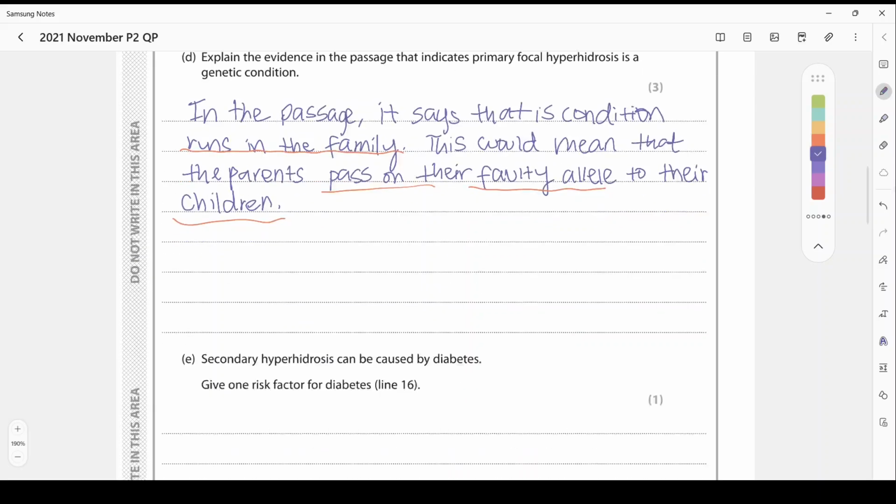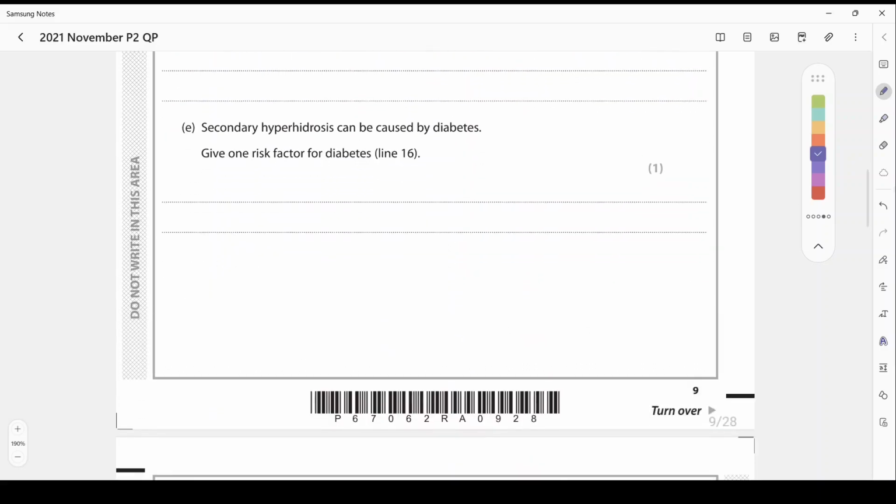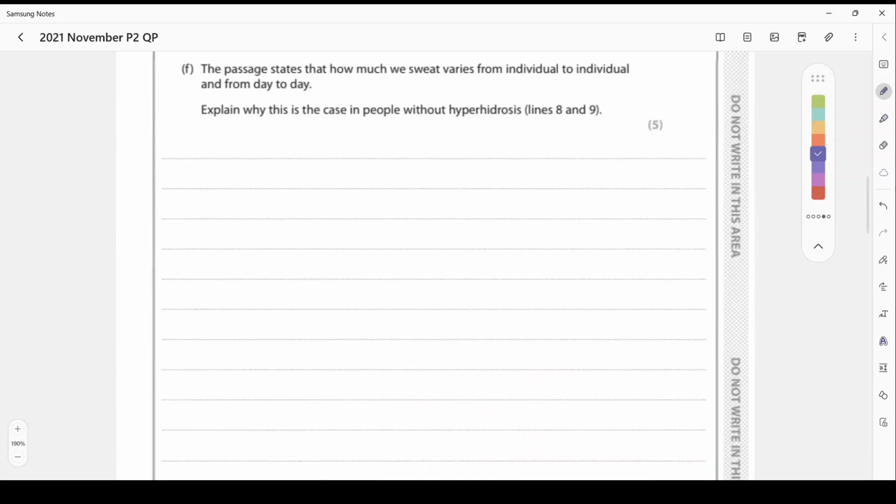Okay, let's go to part E. Secondary hyperhidrosis can be caused by diabetes. Give 1 risk factor for diabetes. So risk factors include a diet of high sugar, and you can say obesity as well, or high BMI. So let me just write one of these points. A diet consisting of high levels of sugar.